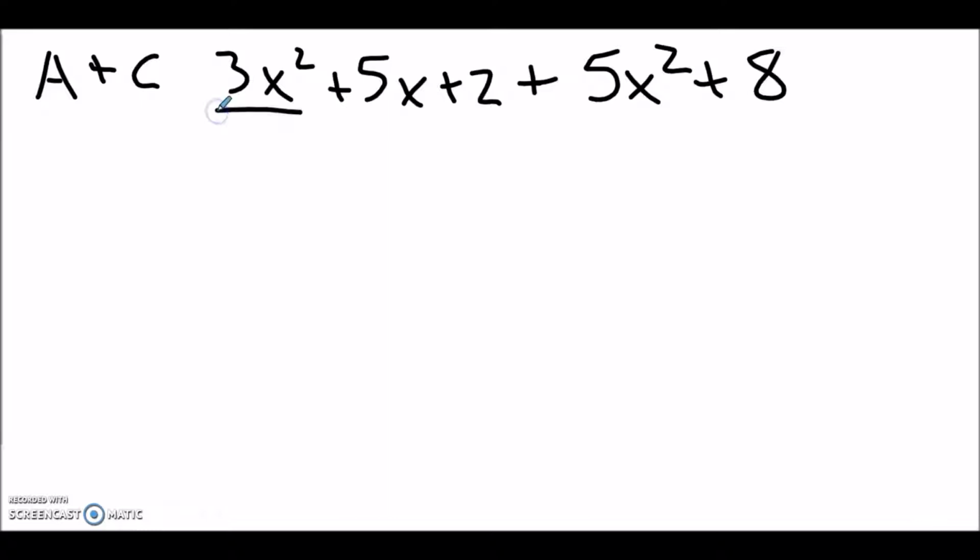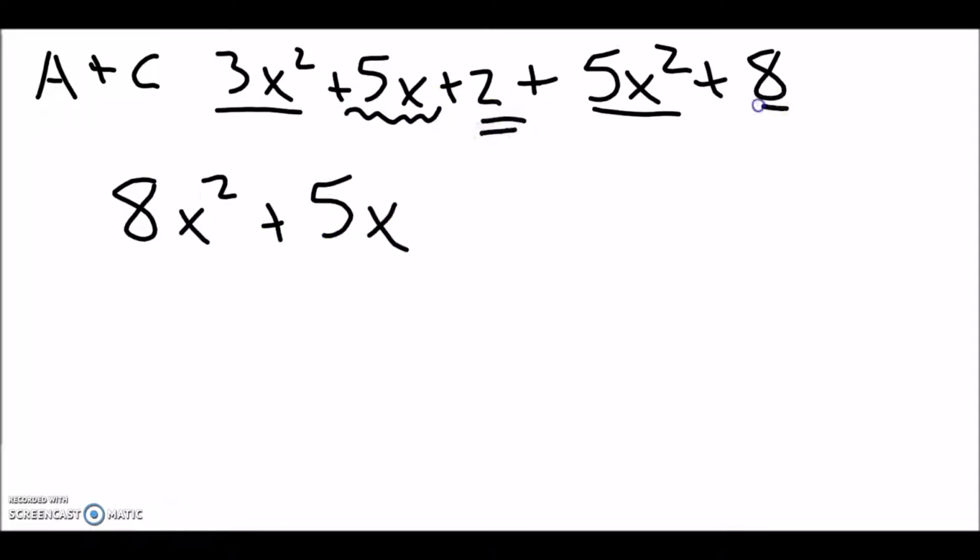So I add my 3x squared and my 5x squared and get 8x squared. There's nothing to add to 5x. 2 plus 8 is 10.